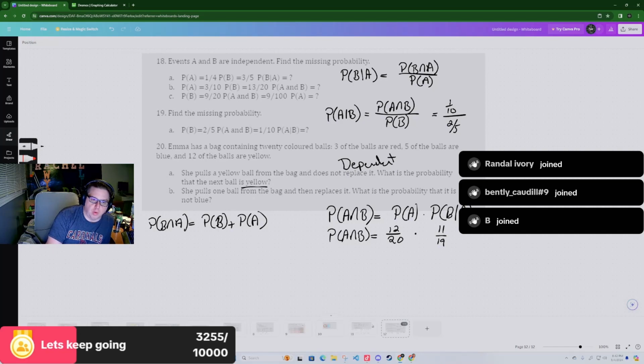All right, she pulls one ball from the bag and then replaces it. Oof, right there. Replaces is such a key term because that's telling you they're putting them back and these are independent events. She pulls one ball from the bag, then replaces it. What is the probability that it is not blue?